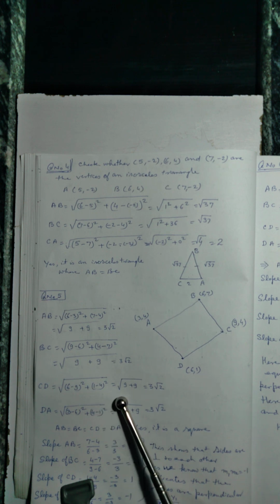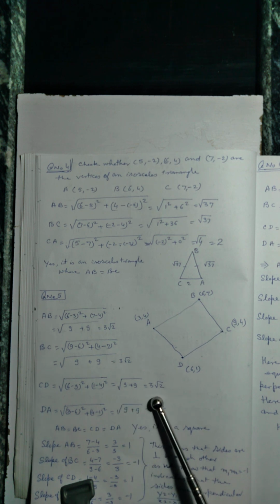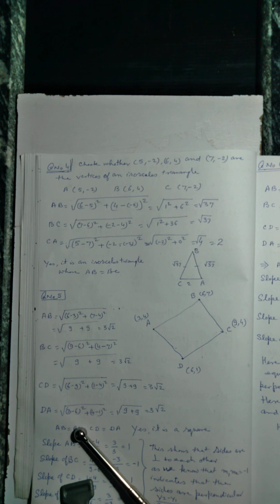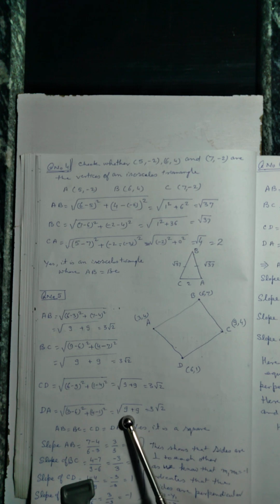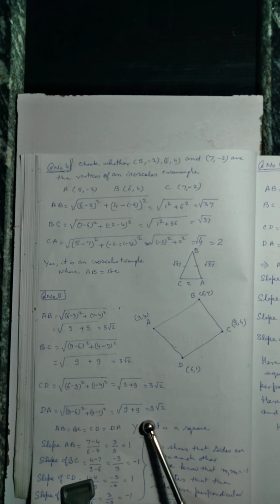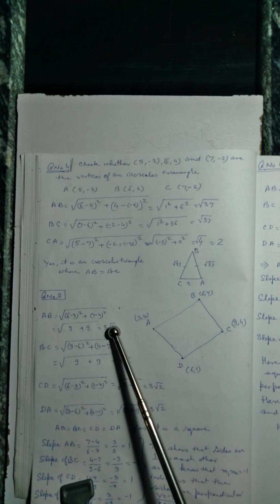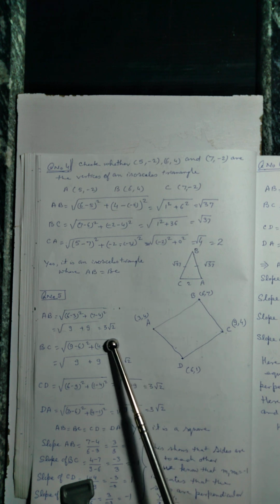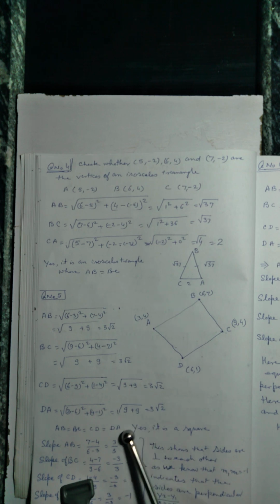So that will be equal to root of 9 plus 9. Again, its value will be 3 root 2. Now DA is equal to root of (3 minus 6) whole square plus (4 minus 1) whole square. It will be equal to root of 9 plus 9, that will be equal to 3 root 2. Now we got that all sides are equal, that is equal to 3 root 2 units.